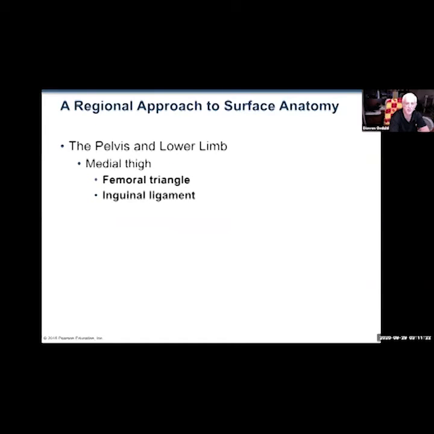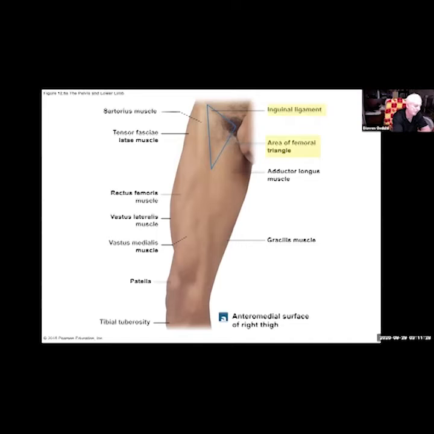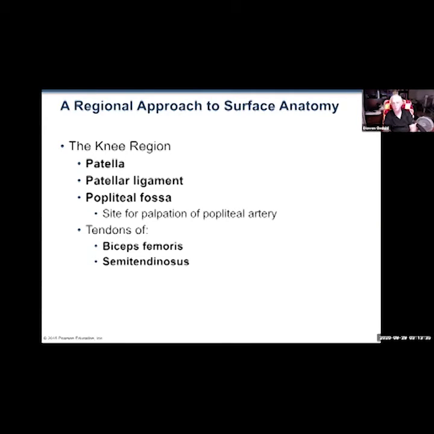Okay, you have a femoral triangle and an inguinal ligament. You see the femoral triangle. And in that femoral triangle, that inguinal ligament runs right to the anterior, the superior portion of it. Yeah, the patella, which is your knee bone. You have the patellar ligament, popliteal fossa, which is the site for palpation of the popliteal artery. And you've got tendons of the biceps femoris and the semitendinosus.